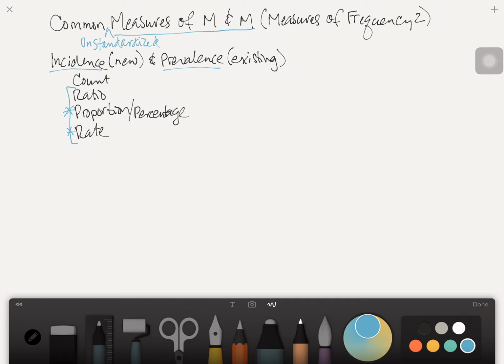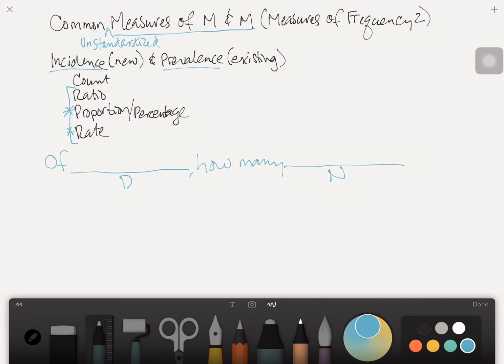Now, what I like to do is I like to give a general framework of how these equations work. And it goes like this: of a certain population, a group of people, how many are something. And if you are able to take a scenario and put it in this format, you will know the denominator and the numerator of that particular equation.